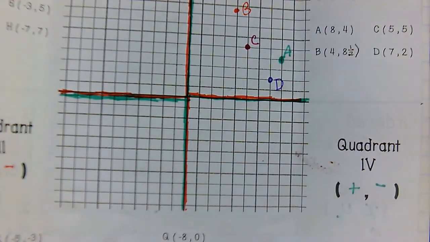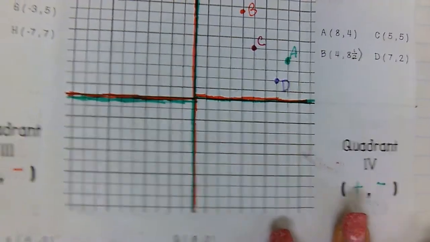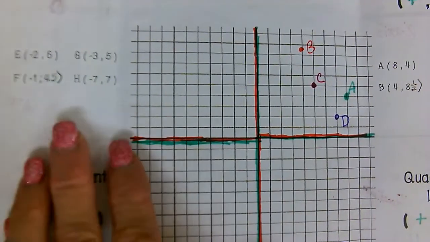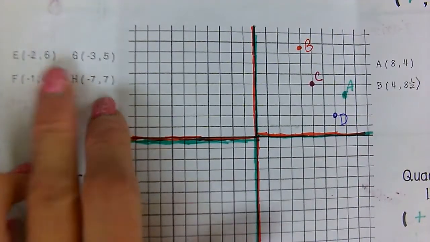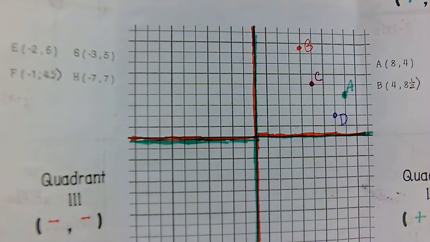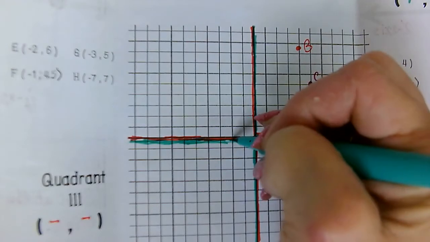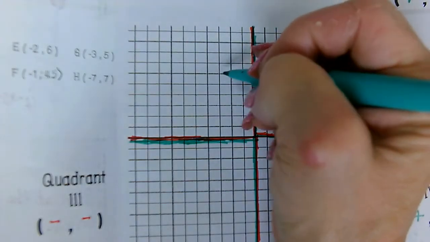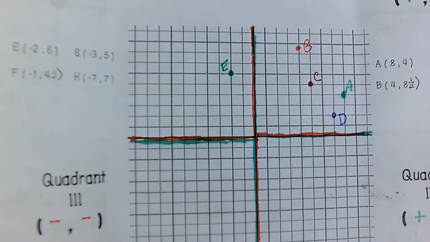Now let's go over to quadrant 2. We have E, (-2, 6). So we're going to go to the left 2 and up 6. Over 2, up 1, 2, 3, 4, 5, and 6. And label this E. Okay?